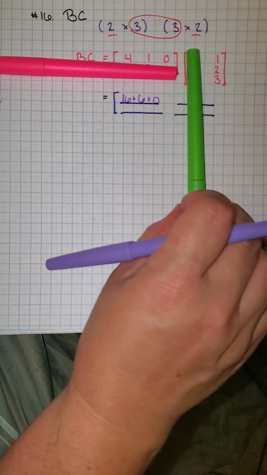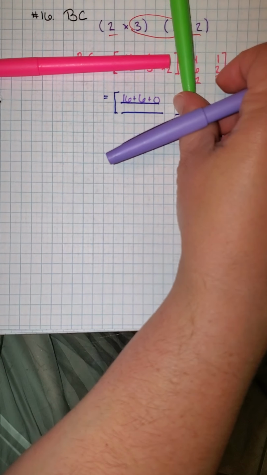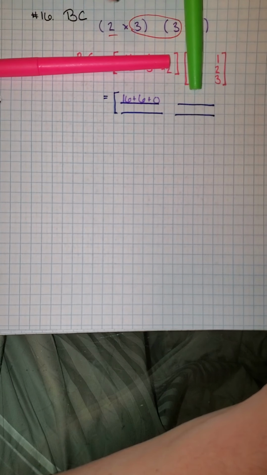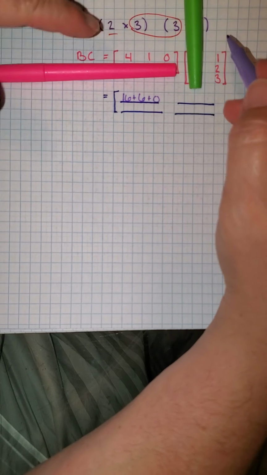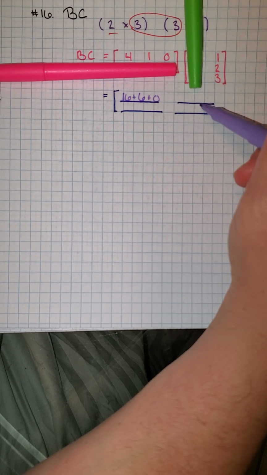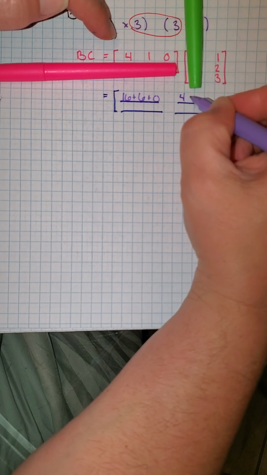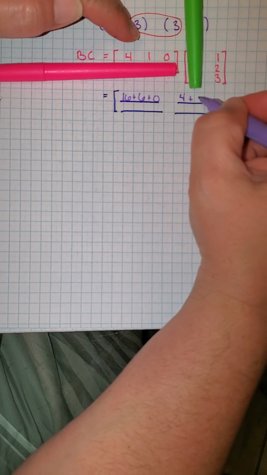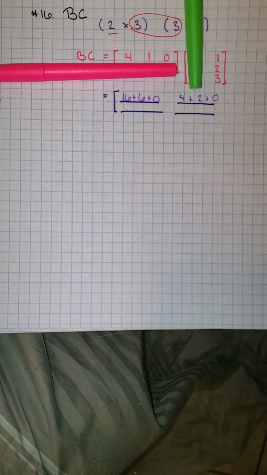Then I'm going to move this over to get the other top one. Okay, so I need the top row of that first one, second column of this one, which is going to give me the top. 4 times 1 is 4, plus 1 times 2 is 2, plus 0 times anything is 0.